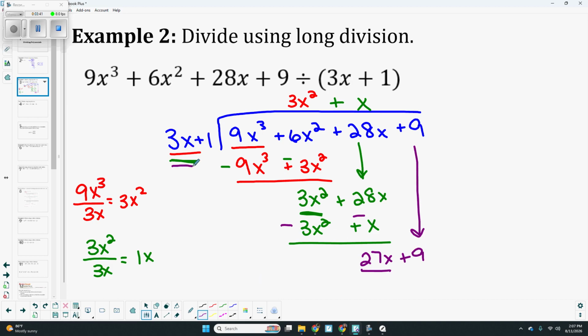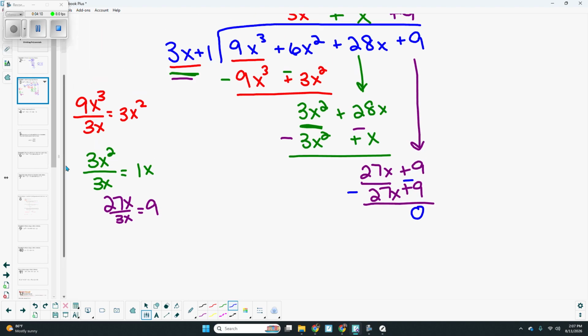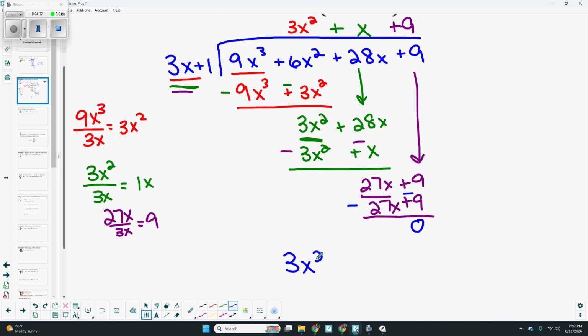First term. I'm going to do 27x over 3x. So 27 over 3 is 9, and x over x cancels, so this is just plus 9. 9 times 3x is 27x. 9 times 1 is 9. And we're going to subtract. So 27x minus 27x is gone. 9 minus 9 is gone. We had a remainder of 0. So that means my answer is just 3x squared plus x plus 9.